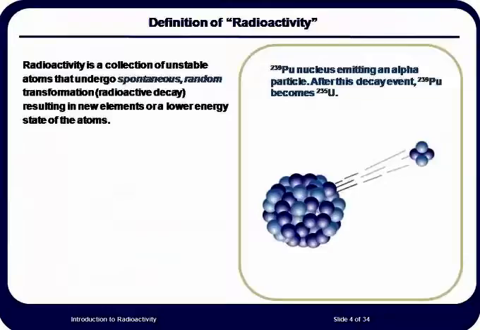Again, what is radioactivity? Radioactivity is a collection of unstable atoms that undergo spontaneous, random transformation, that is, radioactive decay, resulting in new elements or a lower energy state of the atoms. The IUPAC definition of radioactivity is nuclear decay in which particles or electromagnetic radiation are emitted or the nucleus undergoes spontaneous fission or electron capture.